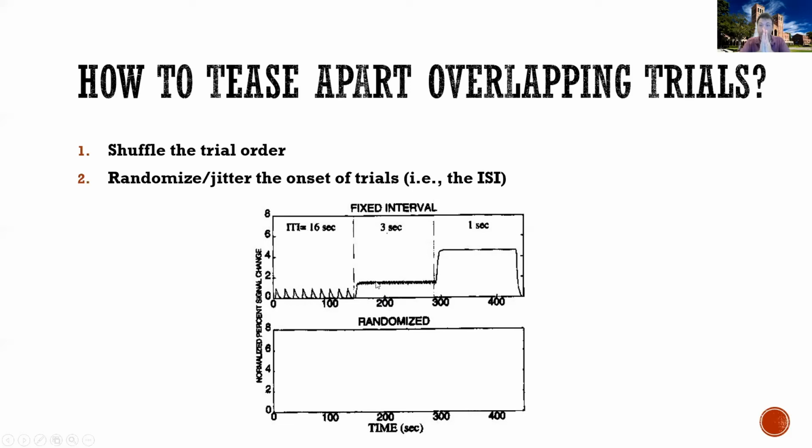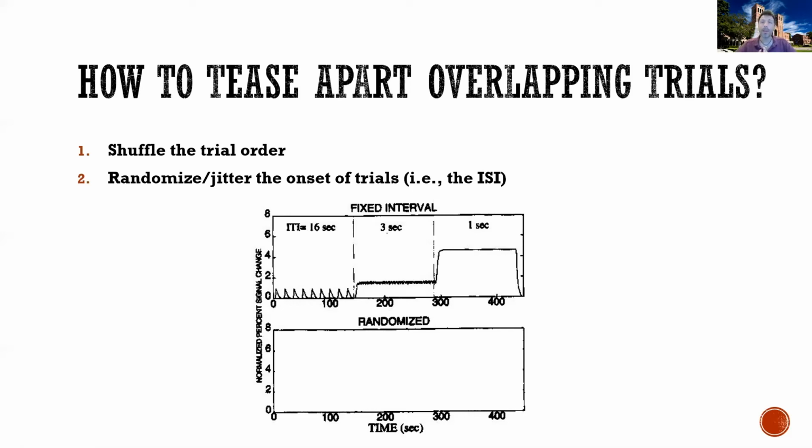Even worse, if you put them 1 second away and don't shuffle, don't jitter, what happens is that you just get this big increase in the signal, and then it pretty much just stays there. And there's no variance in the signal that would allow you to tease apart what comes from one trial and what comes from the next one.